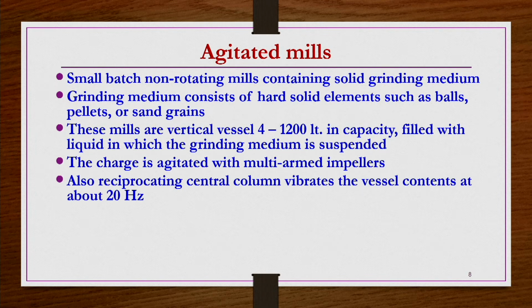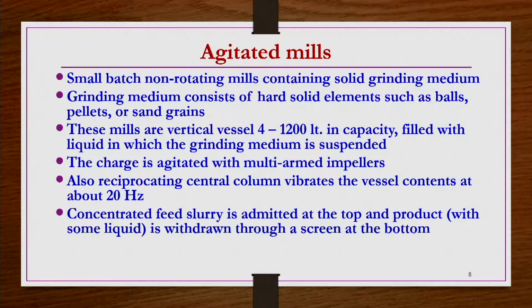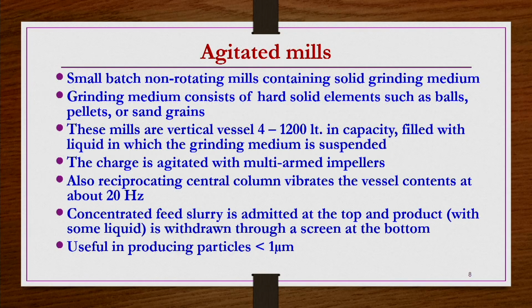There is also a reciprocating central column which vibrates the vessel contents at about 20 Hz. Concentrated feed slurry is admitted at the top and product along with some liquid is withdrawn through a screen at the bottom. These agitated mills are in general found to be useful in producing particles less than 1 micron in size. Next, colloid mills. Colloid mills are in general a kind of homogenizers rather than size reduction equipment.